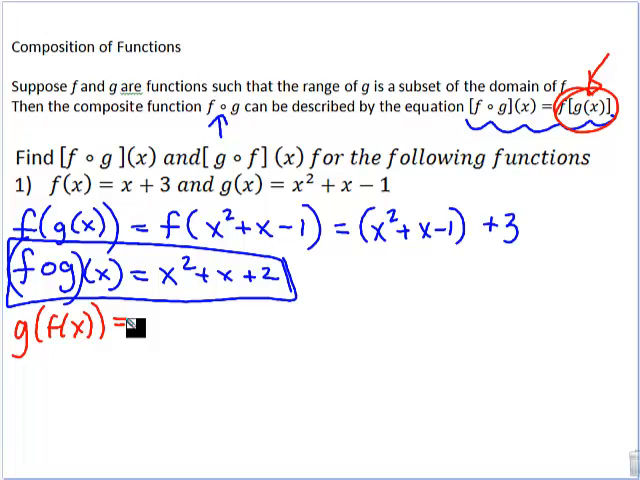Okay, so instead of writing x squared, I'm going to replace it with x plus 3 squared. So this will say x plus 3 squared. Plus, instead of x here, it needs to say x plus 3. And then minus 1. And now we simplify this. So x plus 3 squared.